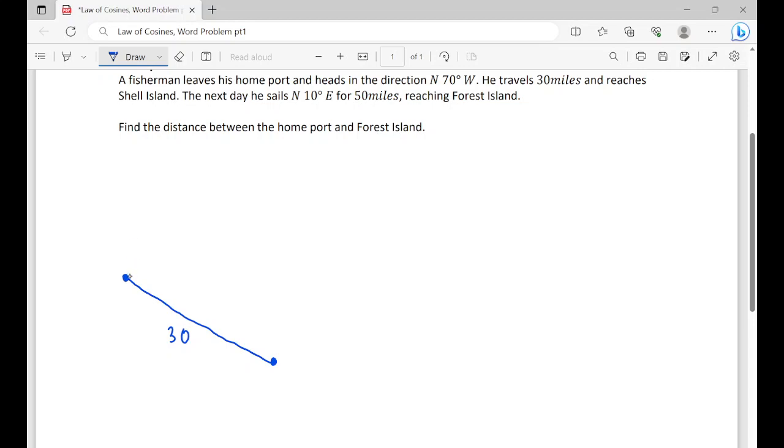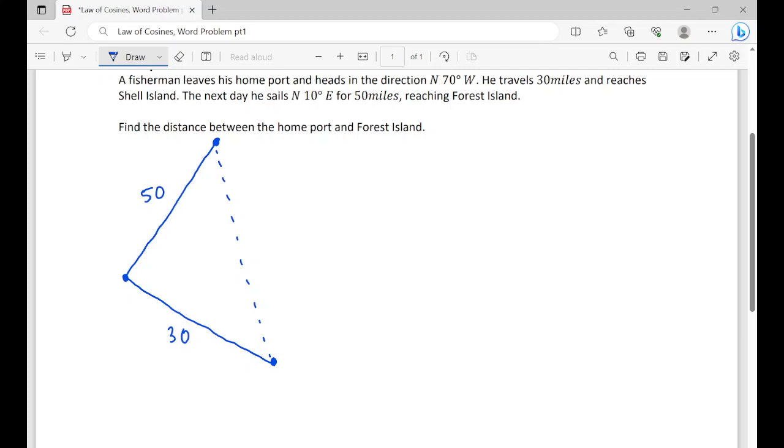And then from here, I'm going to travel north 10 degrees east for 50 miles. So from here, north 10 degrees east for 50 miles. And so this here is the line between the last island, Forest Island, and home port. So, what else do we know? Well, we know that we're traveling from home port to Shell Island north 70 degrees west. So what does that mean?